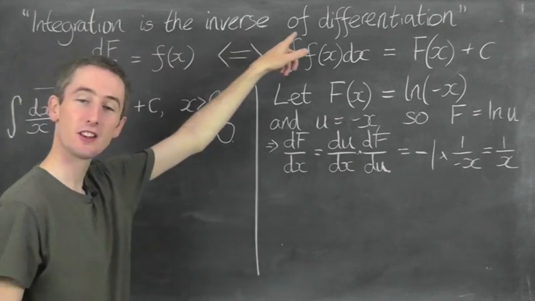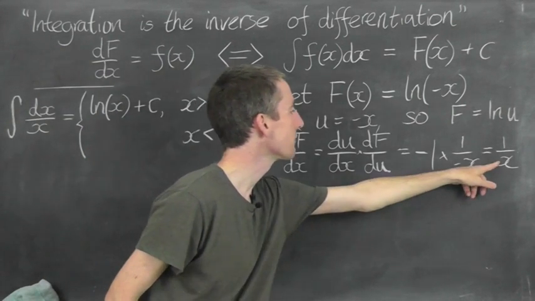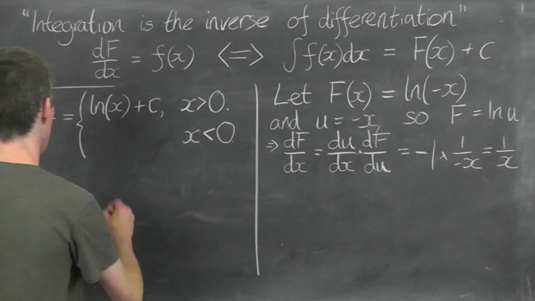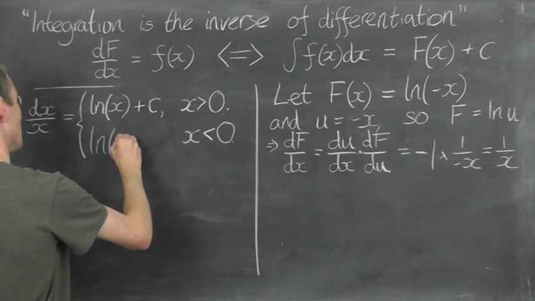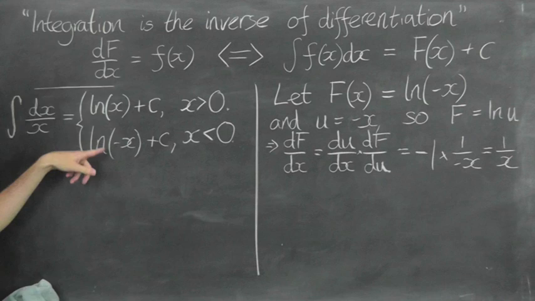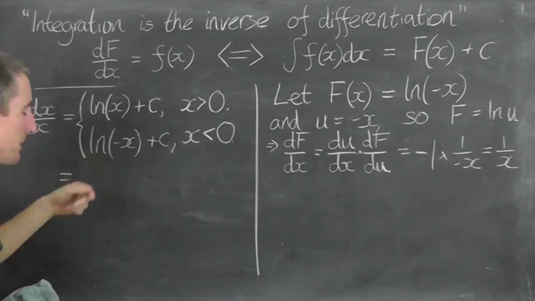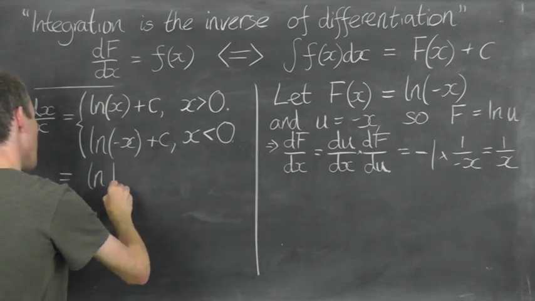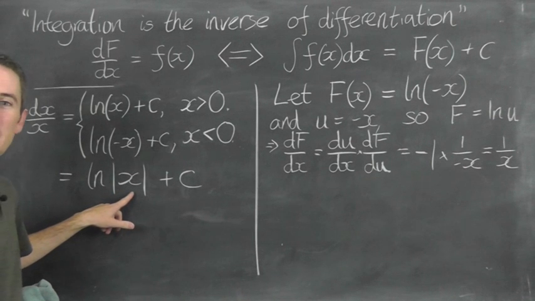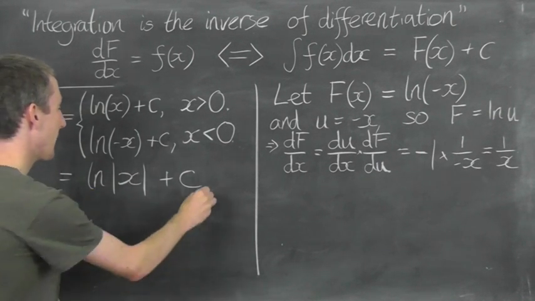So using the fact that integration is the inverse of differentiation, I can go straight away to the fact that the integral of 1 over x is given by log of minus x in this case. So there it is. It has the same form, but with a minus sign now here. Well, I can combine these two results simply by writing log of the absolute value of x. The absolute value means take the value and make it positive. And that's what we have here.